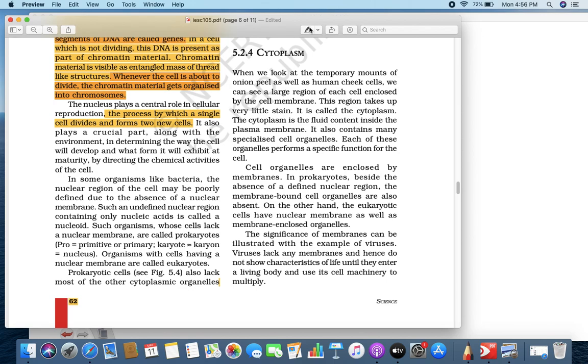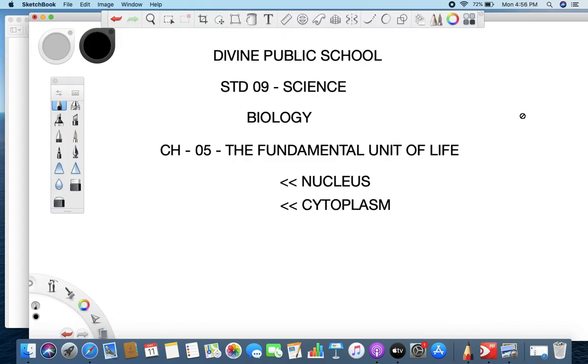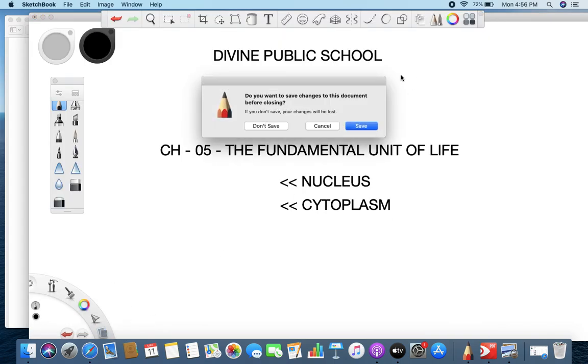So it will decide. Now let us see some organisms, for example bacteria. Bacteria do not have a nuclear membrane. So they do have a nucleus, but they do not have a nuclear membrane. There are two types of organisms we characterize. Let me show you. One is called prokaryotic and the other is eukaryotic.